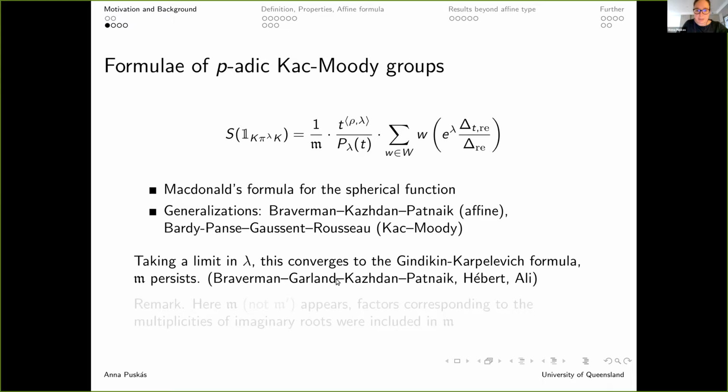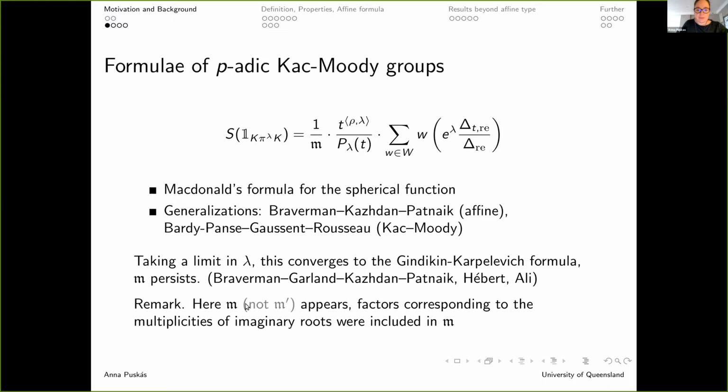And then by Abdellatif and Muthiah independently in the Kac-Moody generality. So here again, this first M that I wrote down appears because the factors corresponding to the multiplicities of imaginary roots were included in it. This is, I suppose, a somewhat technical detail.